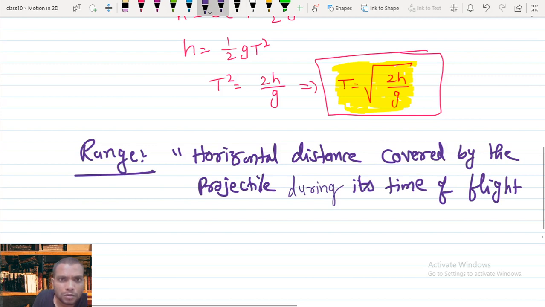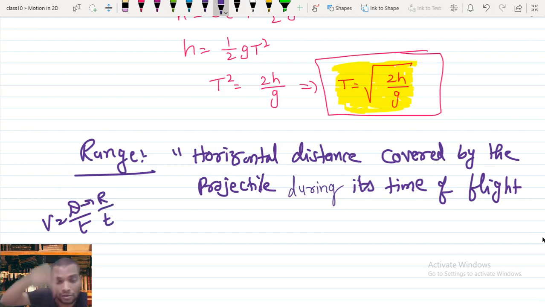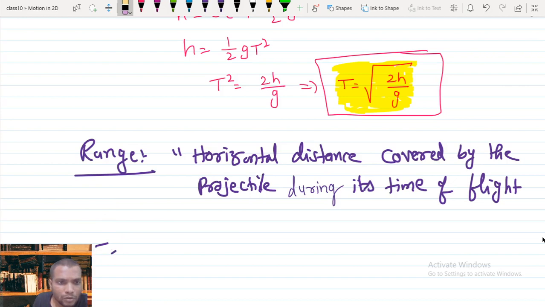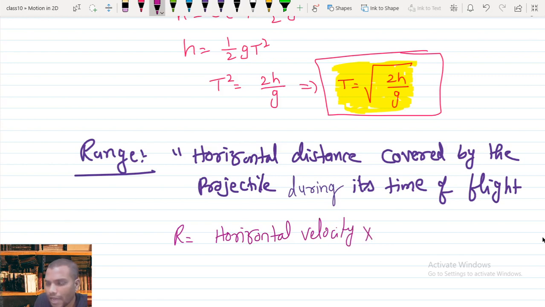Now here we need to calculate the horizontal distance. This is very simple. What is the distance formula? We can get the velocity equal to distance upon time. Here the distance I am calling horizontal range, so it is the range upon time. The velocity here is the horizontal velocity, not the vertical velocity. The horizontal velocity component times t, the time of flight, gives the horizontal range. So range R equal to horizontal velocity times time of flight.